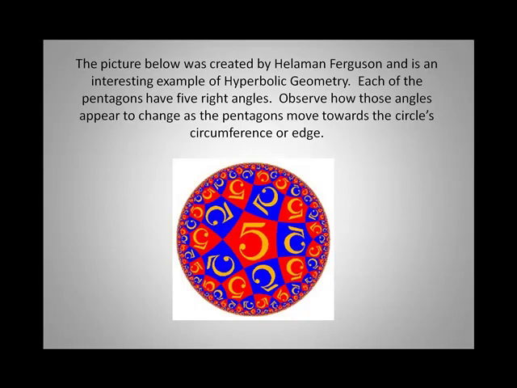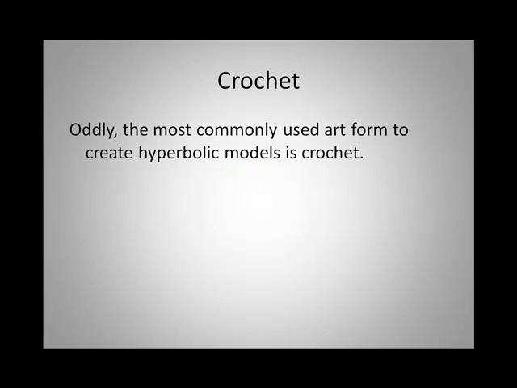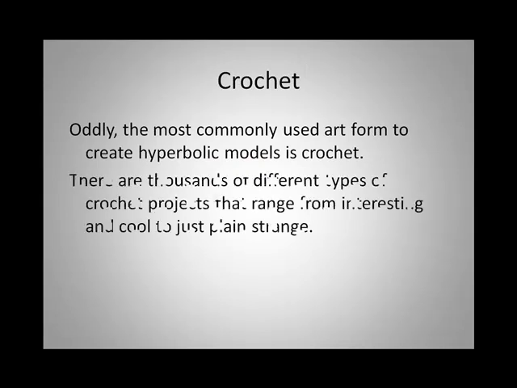Each of the pentagons drawn have 5 right angles. Observe how those angles appear to change as the pentagon moves towards the circle's circumference or edge, but again, they actually do not. Oddly, the most commonly used art form to create hyperbolic models is crochet.